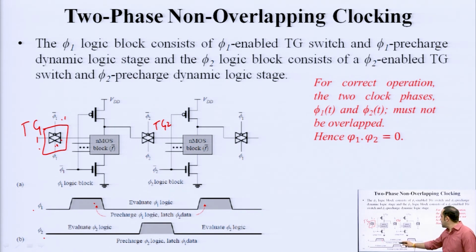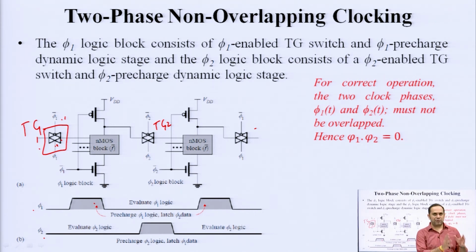So, you pre-charge the phi 1 logic and latch this phi 2 data; this data is stored here. Either way, when phi 2 is 1, you are pre-charging this stage and whatever is here is being latched. So, when this left side, stage 1, is pre-charging, data is being latched in stage 2. When stage 2 is pre-charging, whatever is at the input is being latched in stage number 1.